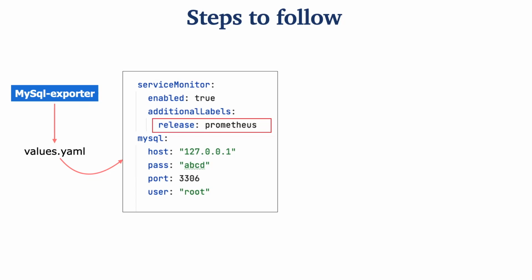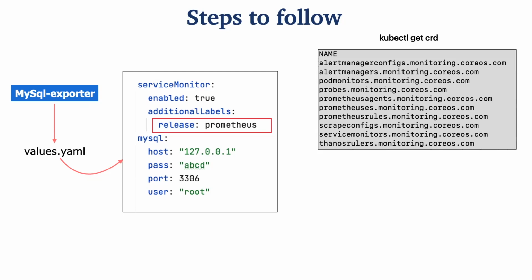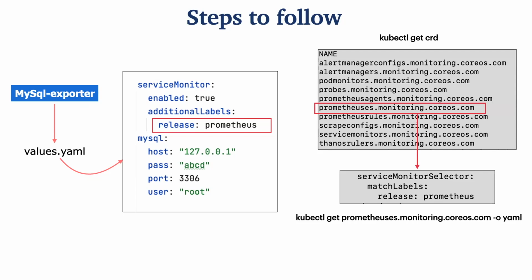Next is the additional label section, in which we are required to define a label. This label will get added in the service monitor configuration. And from where to get this label? These are the CRDs created by Prometheus in the cluster, and from these we need to see the Prometheus monitoring CRD configuration. It contains a service monitor selector section, which has a match label section. This is the same label we need to use in the additional label section in the values.yaml file.